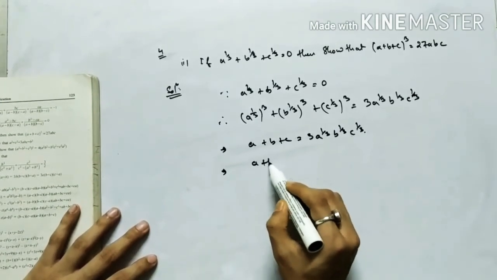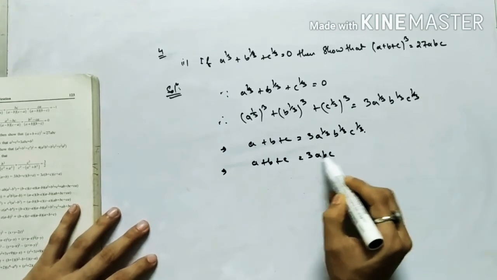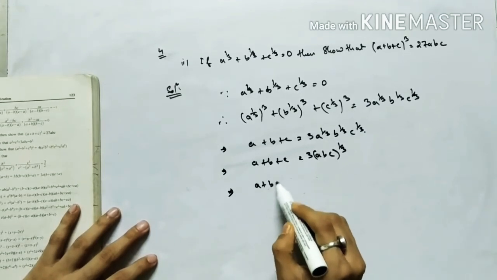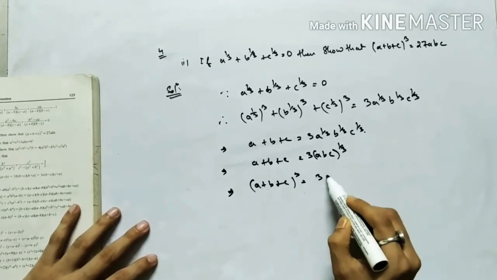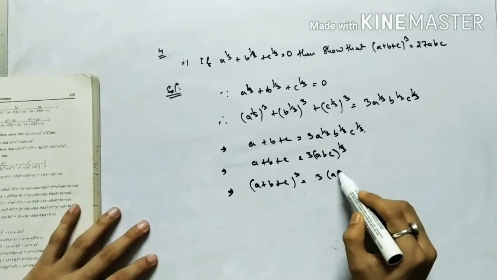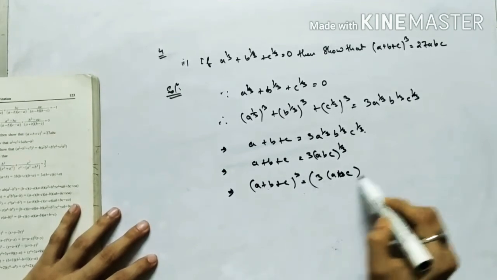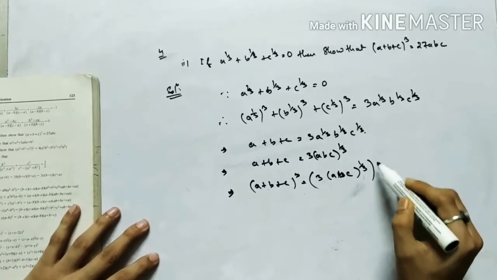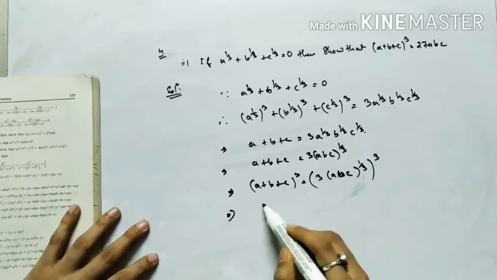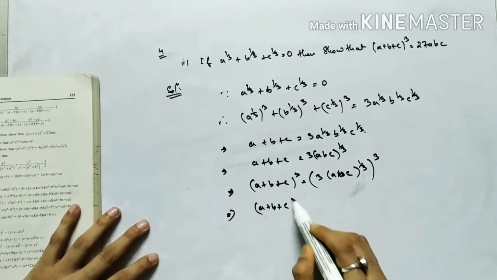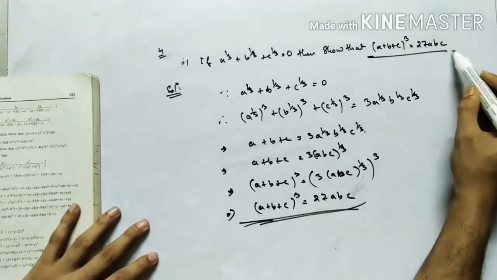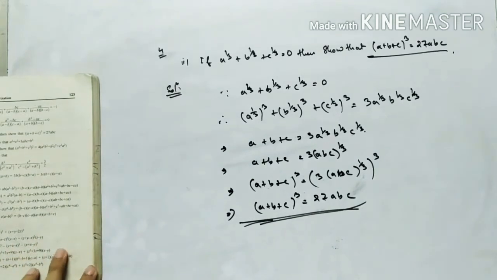Or you can write it in this way, A plus B plus C is equal to 3ABC to the whole power 1 by 3. So now what I will do, I will do cubing both sides. 3ABC to the whole power 1 by 3 to the power 3. Understand? So ultimately I will get A plus B plus C the whole cube is equal to 27 ABC. This is our shown or proved. Understand?